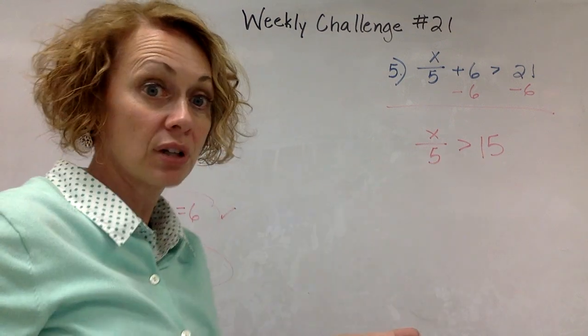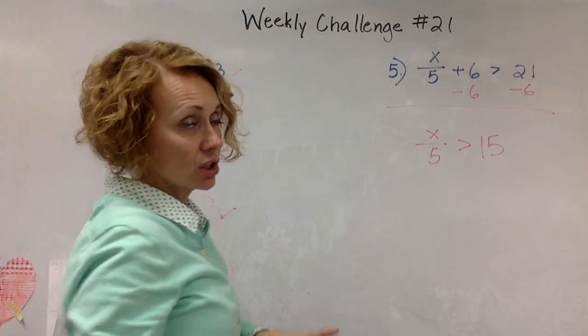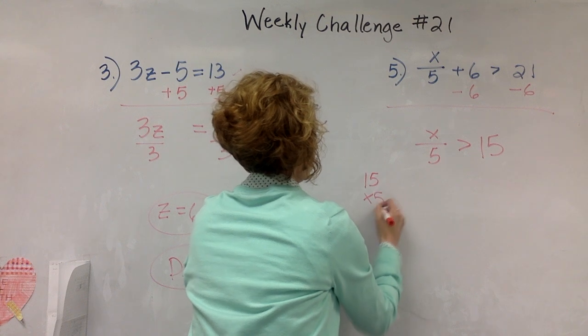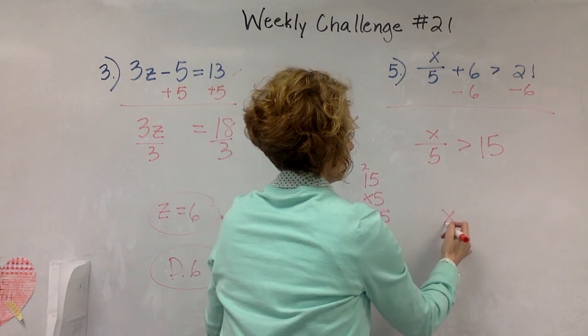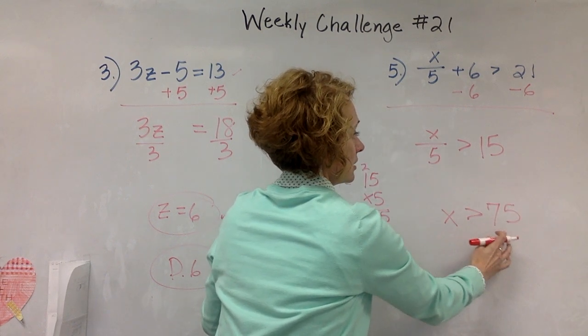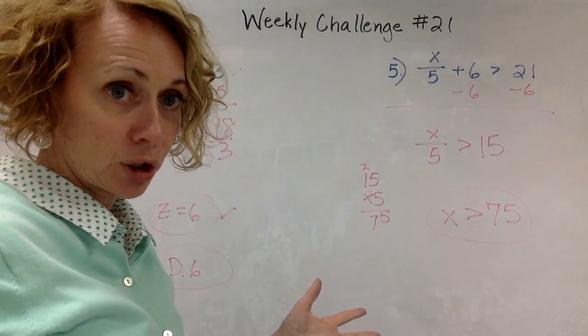You can either do that longhand, or I've also supplied you with an online calculator you could use. If I work that out longhand, I'd have 15 times 5, and that would give me 75. So this solution would be read as x is greater than 75, and that means any numbers that are greater than 75 should work here.